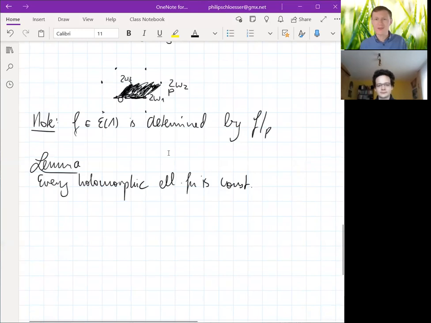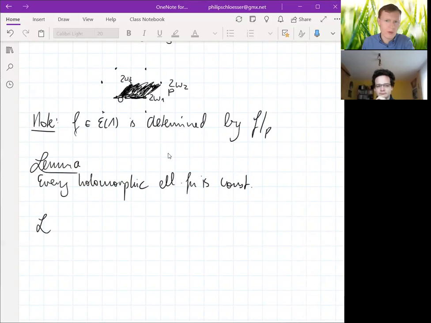I guess our takeaway is that any interesting elliptic function, or I guess any elliptic function we are now looking for, needs to have at least one pole. But can it actually have just one pole? No, it has to have more than one pole. That's the next lemma.